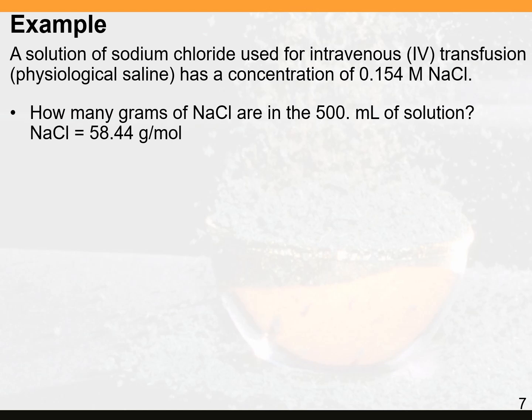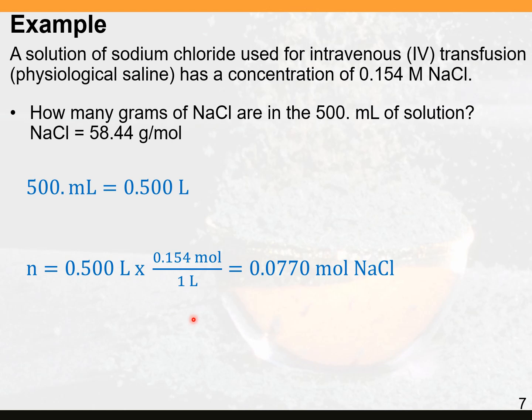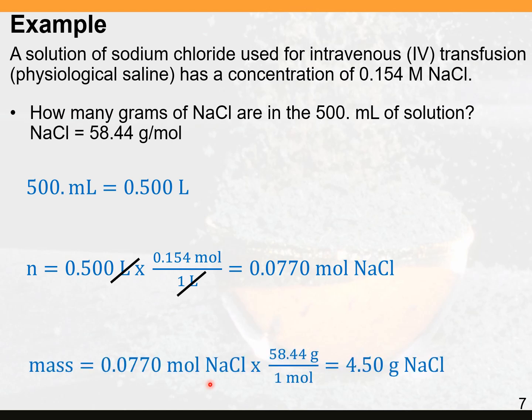In this example, the mass of the solute in a given solution is asked. Since mass can be calculated from number of moles, the first step is to calculate the number of moles of the solute. This can be done using molarity as a conversion factor or by using the formula. But first, the given volume in milliliters is converted to liters. Then molarity is used as a conversion factor to calculate the number of moles. And finally, mass is calculated by using the molar mass of the solute as a conversion factor.